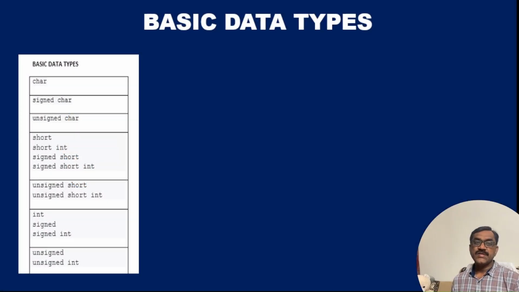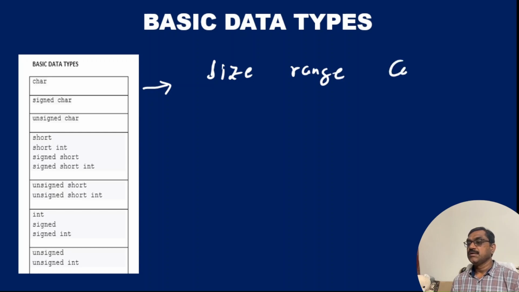Now we will discuss various basic data types. The first basic data type is character. For this data type, I would like to explain the size, the range, and the control string to be used. How to find the size? Every character data type takes 1 byte. 1 byte means 8 bits.